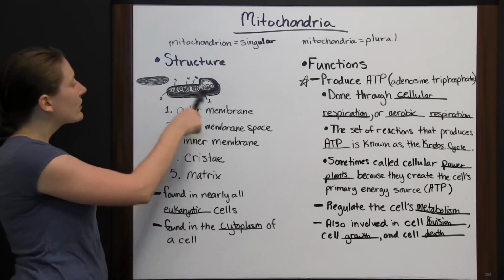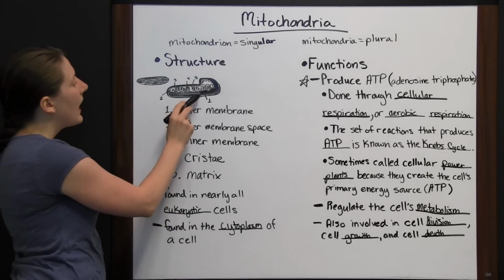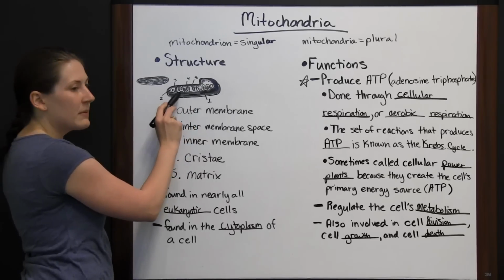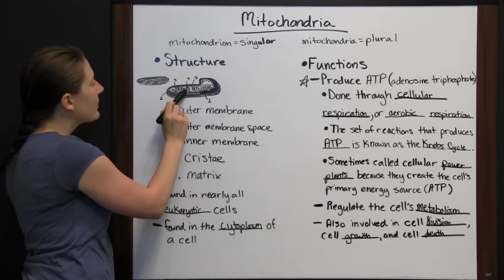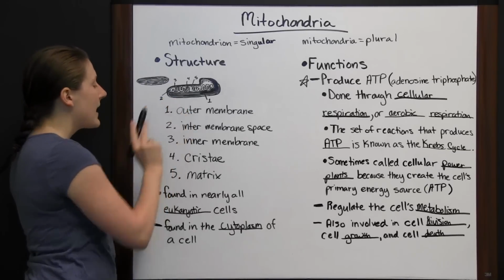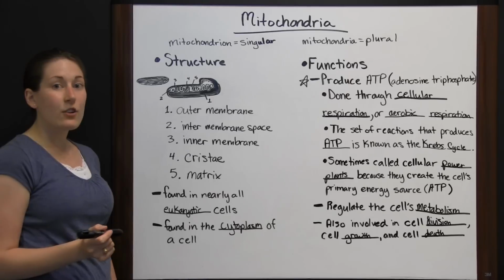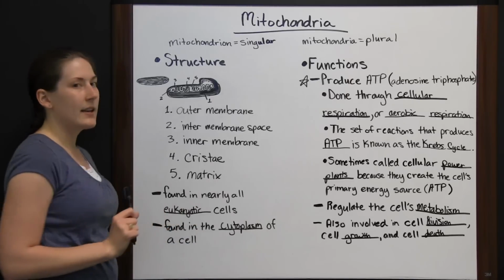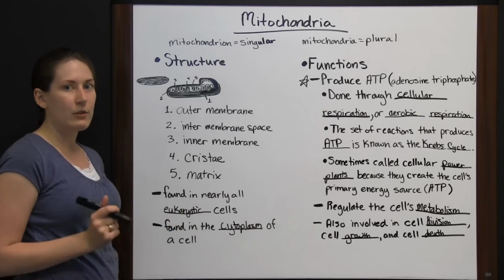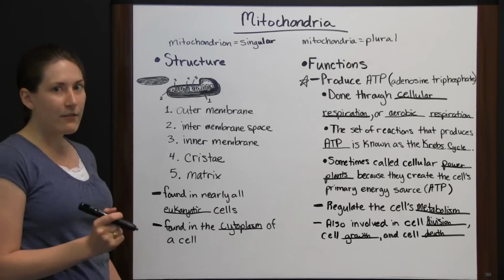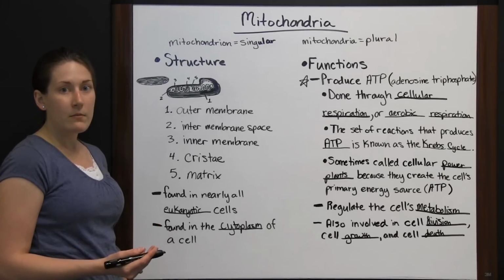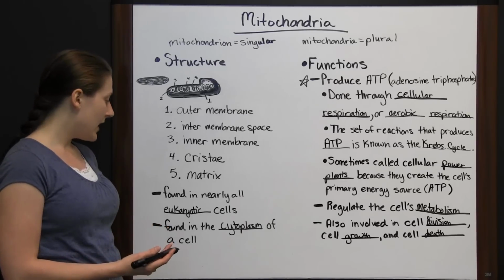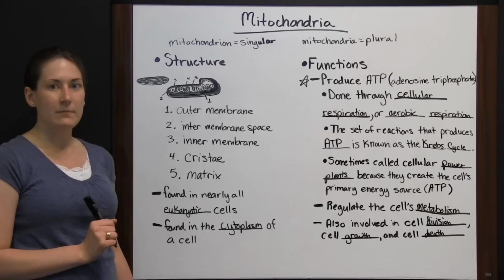And you've got your structure, so remember outer membrane, intermembrane space, the space between the two membranes, inner membrane, cristae, the folds, and the matrix. Remember that mitochondria are going to be found in eukaryotic cells, and they're found in almost all eukaryotic cells, but not every single one. And most eukaryotic cells will have at least one, but they could have a lot of mitochondria, and you're going to find them in the cytoplasm.